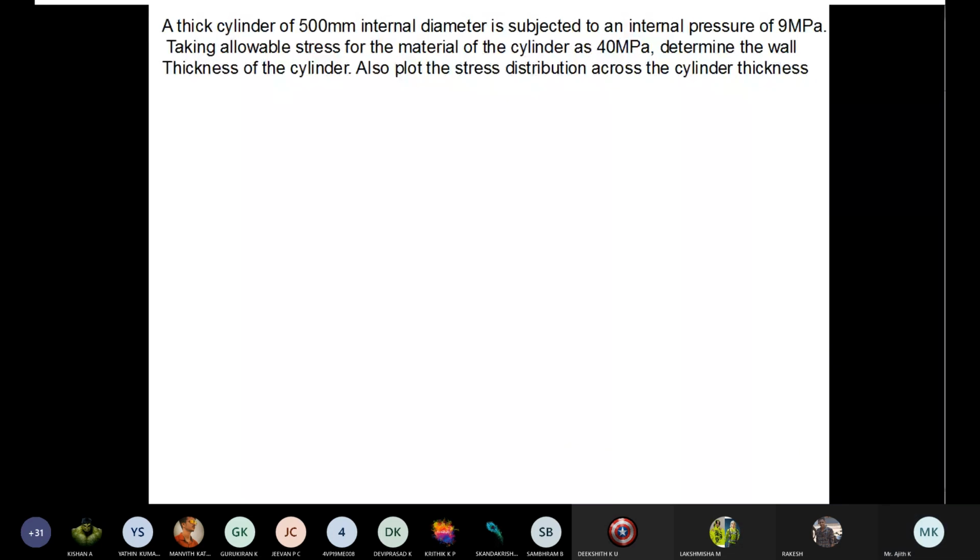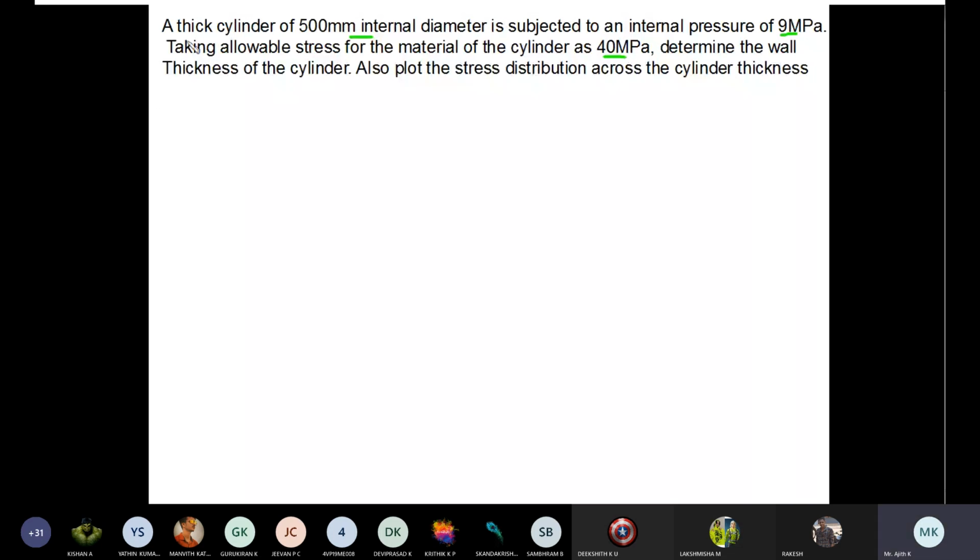Very similar to the previous problem, but we have to calculate what must be the thickness of the cylinder having radius 500 mm to withstand an internal pressure of 9 megapascal, where the allowable stress of the material is 40 megapascal. So we'll note down the given values first.